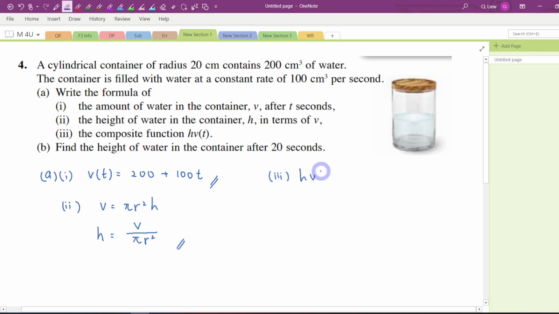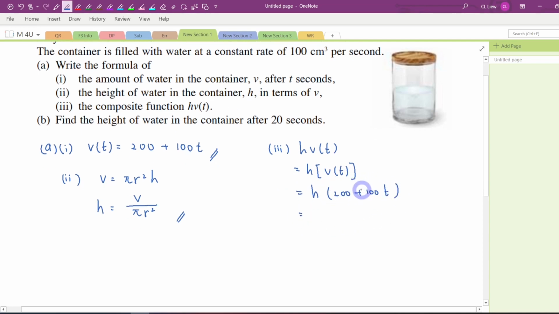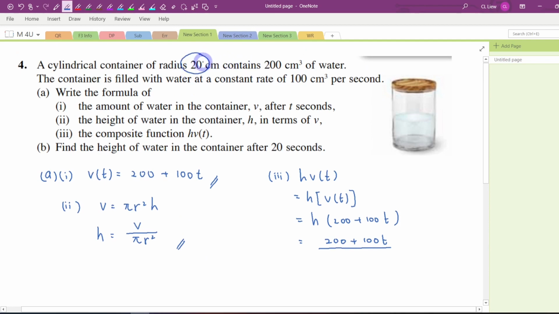So h of v of t. Let's focus on the first function first, which is v of t. We know that v of t is equal to 200 plus 100t. Now this will become the volume, so I'm going to use this to help us proceed. Now V, I'm going to replace the V by this, which is the volume, 200 plus 100t over pi r squared. But I know that r is equal to 20 centimeters, right?